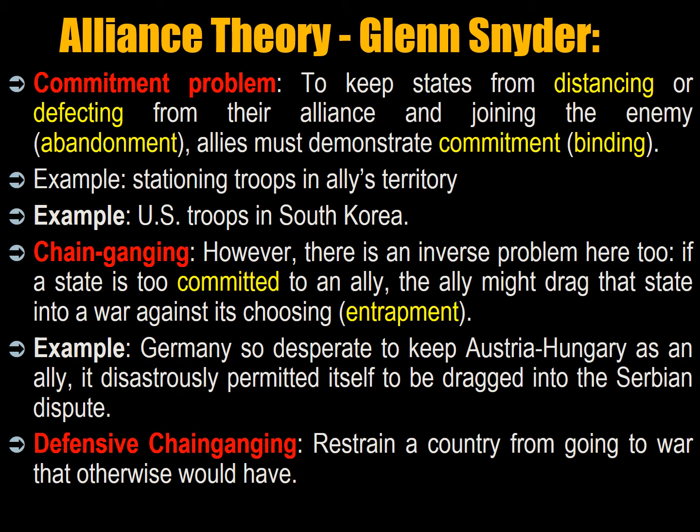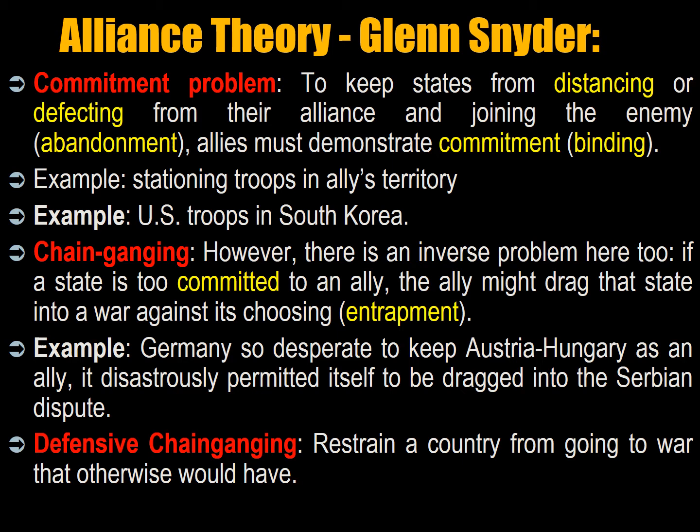Another consideration is chain ganging. This comes from the concept of prisoners chained together, so if one prisoner falls, all the other prisoners are brought down also. So this is an inverse problem. If a state is too closely committed to an ally, the ally might drag that state into a war against its choosing. This is termed entrapment.